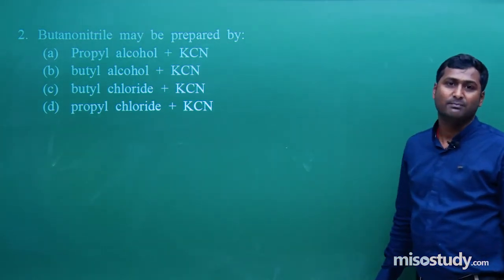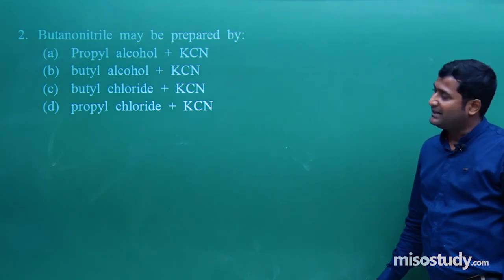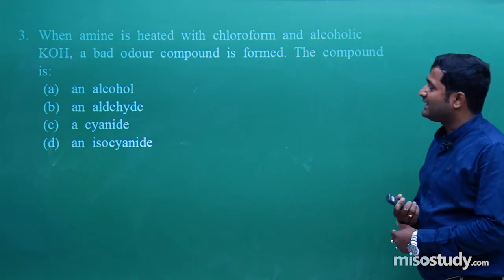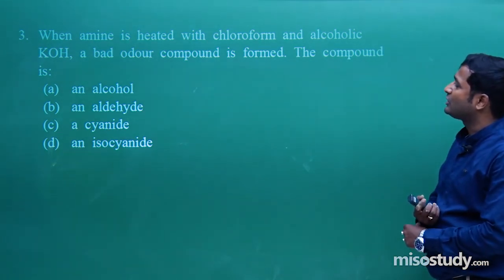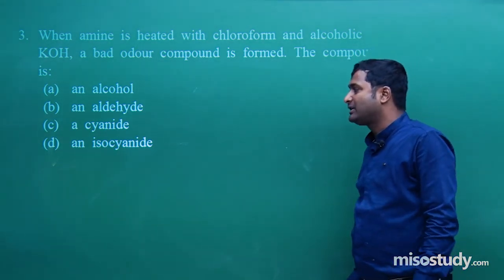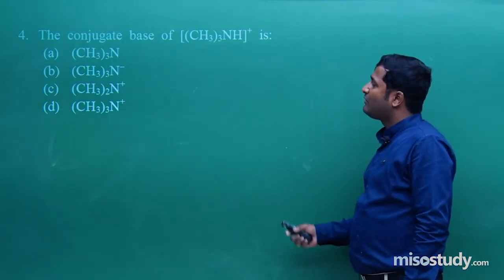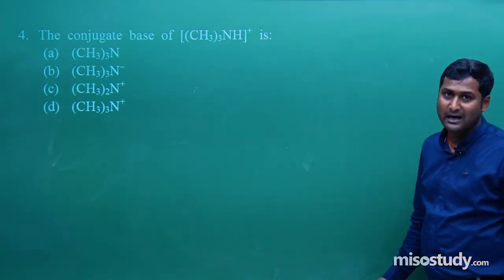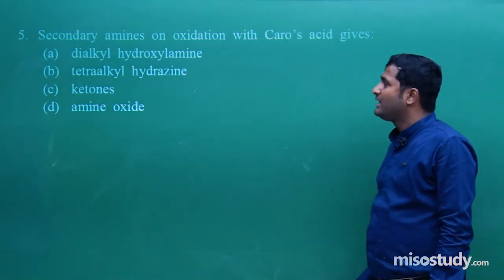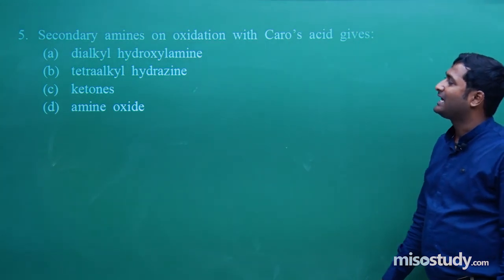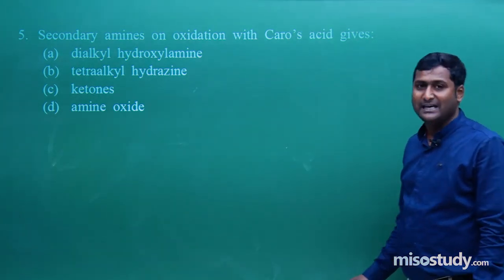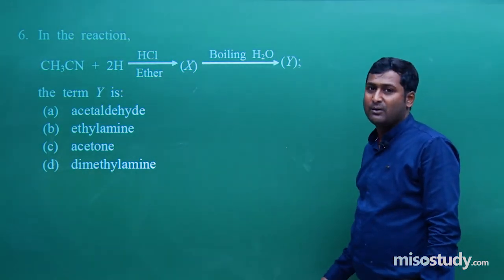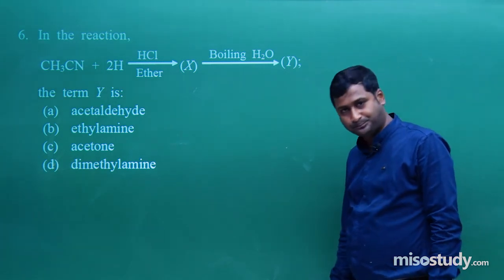D, propyl chloride plus KCN. For question number 2, D is the correct option. For question number 3, in this case there is a formation of isocyanide. For question number 3, D is the correct option. For question number 4, that is CH3 whole thrice, and A is the correct option. For question number 5, that is secondary amine of dialkyl hydroxylamine, A is the correct option. For question number 6, A is the correct option, that is acetaldehyde.